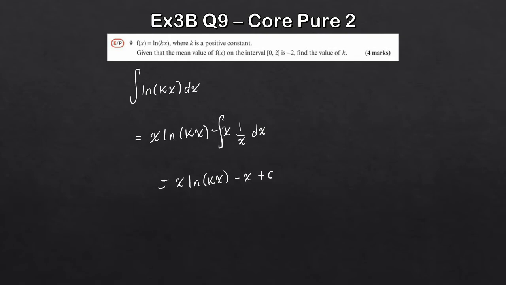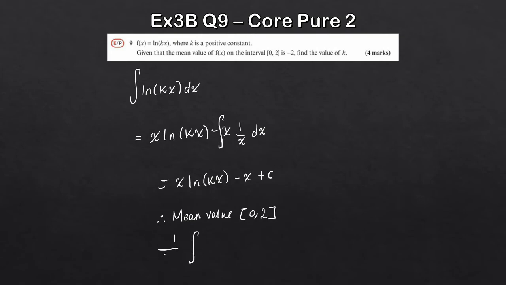Now, we're not actually bothered about the constant of integration when we're working out the mean value. But we just put it in for here. But for the mean value then, what would that be? So, it's between 0 and 2. So, we're working out the integral here.